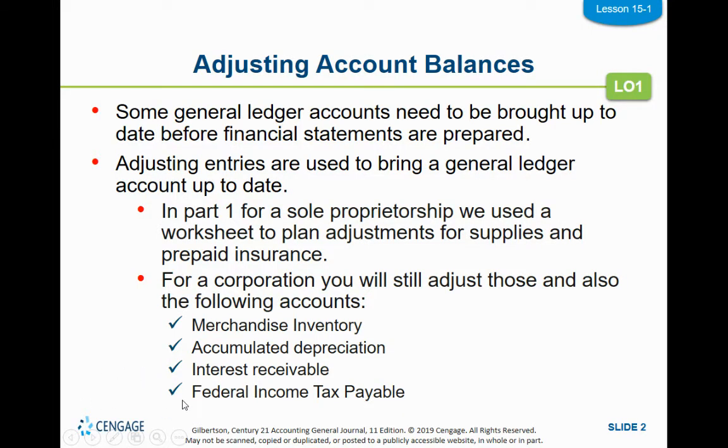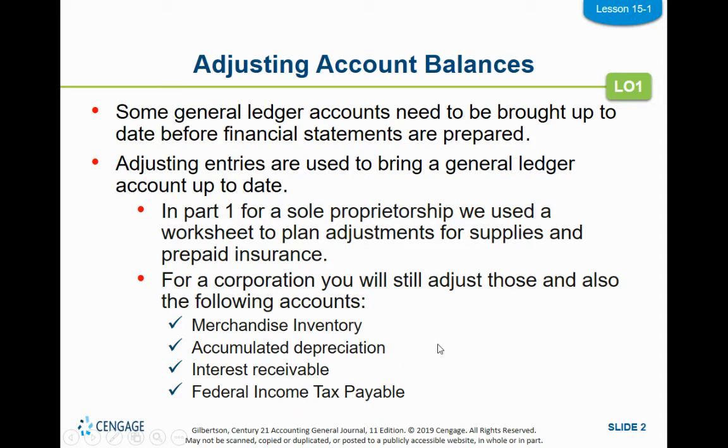So just like we did in the first cycle in part one, some accounts need to be brought up to date at the end of the fiscal period, and that's what adjusting entries are all about. In part one for the sole proprietorship, we used a worksheet and we planned adjustments for supplies and prepaid insurance. We are going to do those adjustments again. We have a couple of other adjustments that we're going to add in. So these four down here, we will cover merchandise inventory and interest receivable in lesson 5.2, and accumulated depreciation in lesson 5.3, and federal income tax payable in lesson 5.4.